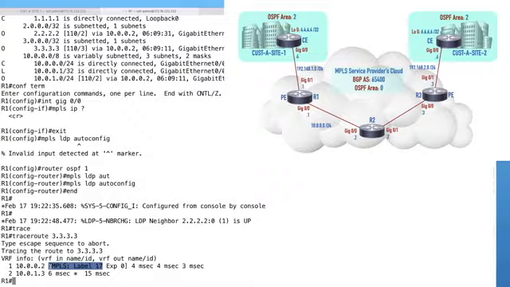The next thing we want to do is to set up BGP between R1 and R3. To do that, we're going to configure something we talked about in the NRC course, and that's multiprotocol BGP, or MPBGP.